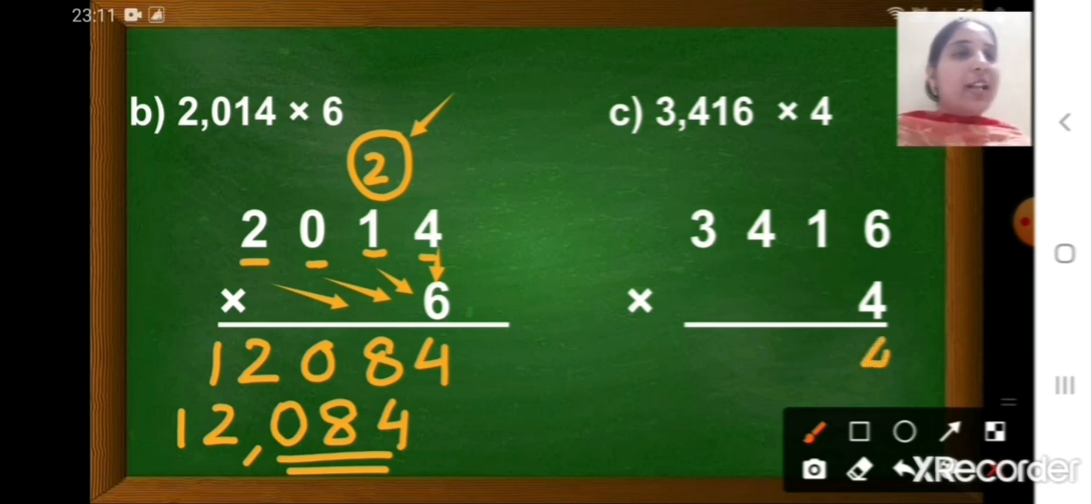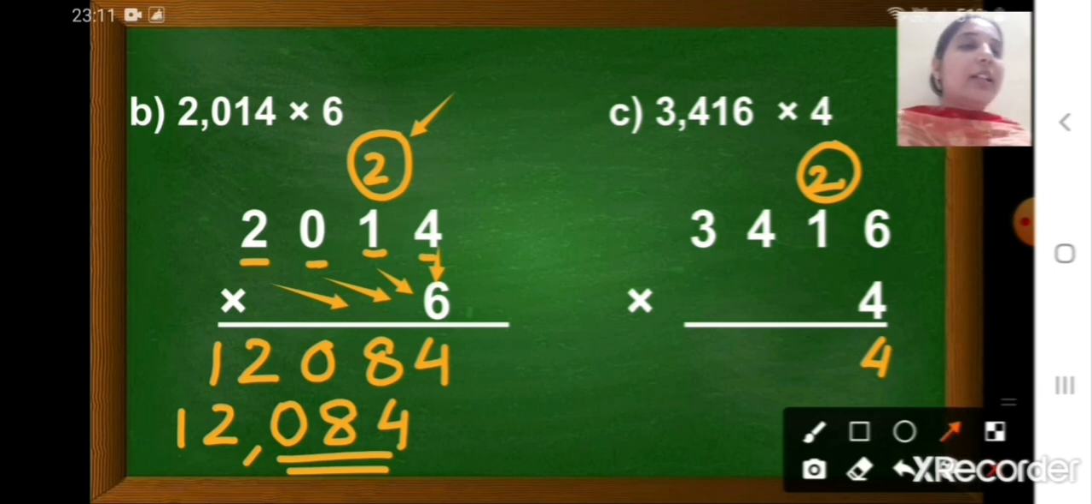So 4 we will write here, children, and 2 will be carried over to the tens place. Now we will multiply the digit at the tens place by 4. So 1 4s or 4 1s is 4, plus this carried over digit. So 4 plus 2 is 6. We will write 6 here.